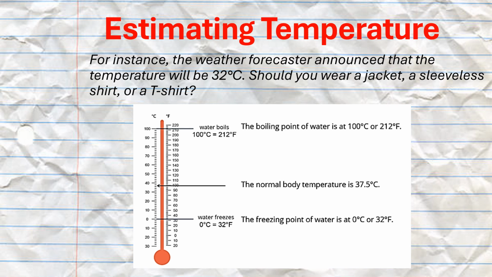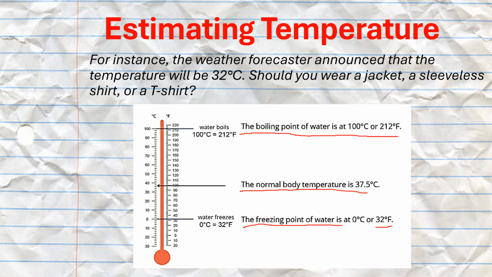In this case, remember that the boiling point of water is at 100 degrees Celsius or 212 degrees Fahrenheit, while the normal body temperature is 37.5 degrees Celsius, and the freezing point of water is at 0 degrees Celsius or 32 degrees Fahrenheit. So if we remember these three temperature measures, we can estimate any other temperatures.